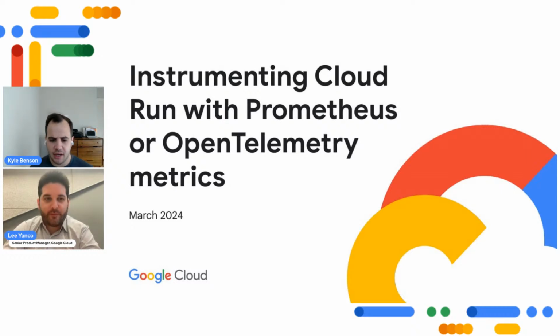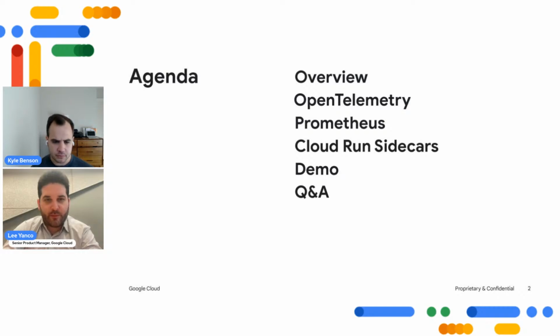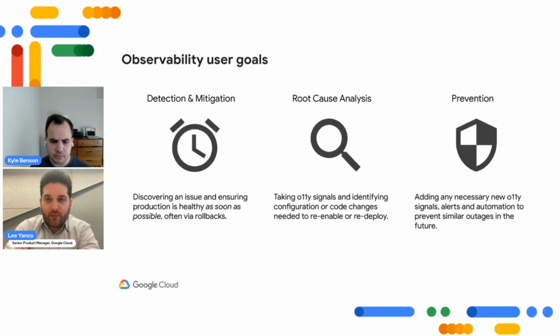So just to quickly level set on what we'll be talking about today, I'm going to give a quick overview of the goals of observability. We'll talk a little bit about OpenTelemetry as well as Prometheus. We'll talk a little bit about Cloud Run sidecars, which is a fairly new feature and capability that has allowed for some really interesting support for Prometheus as well as OpenTelemetry metrics. We'll do a quick demo and then we'll answer some questions on this, hopefully for you folks too. So with that being said, let's go ahead and dive right into it.